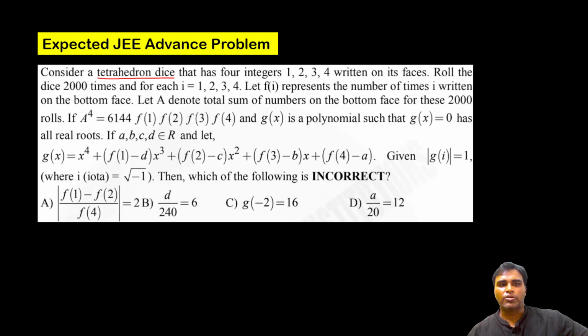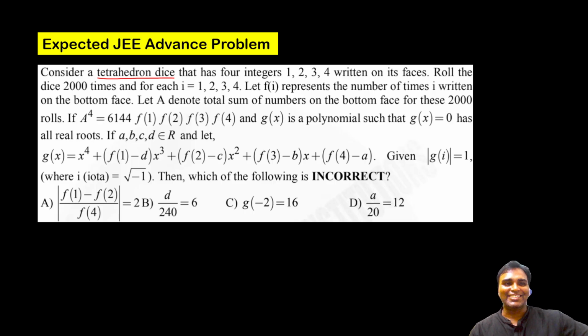So if A to the power 4 is 6144 times F1, F2, F3, F4 all multiplied, and G(x) is a polynomial such that G(x) = 0 has all real roots, and a, b, c, d belong to R. Let G(x) equal a biquadratic equation, and the modulus of G(i) is 1, where i is iota. Then which of the following is incorrect? Now 4 options are given, a multi-correct problem. I hope you enjoyed reading the question itself.